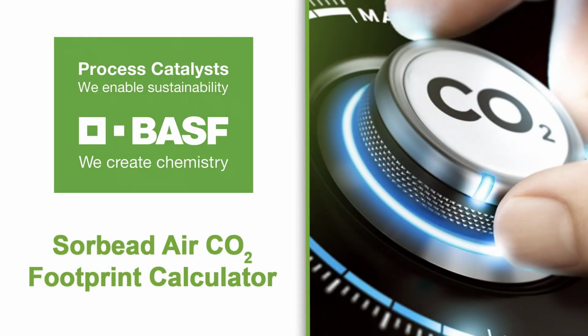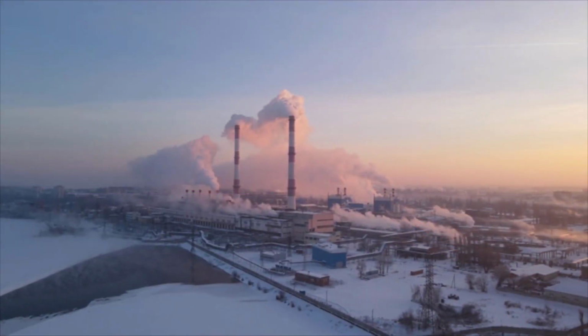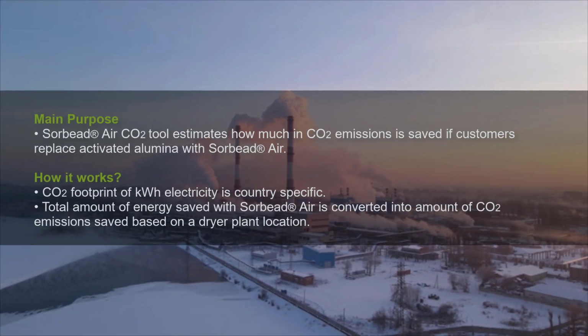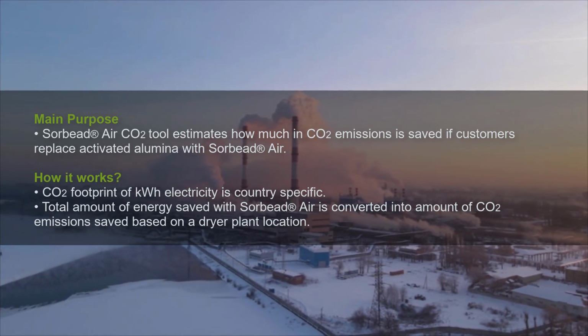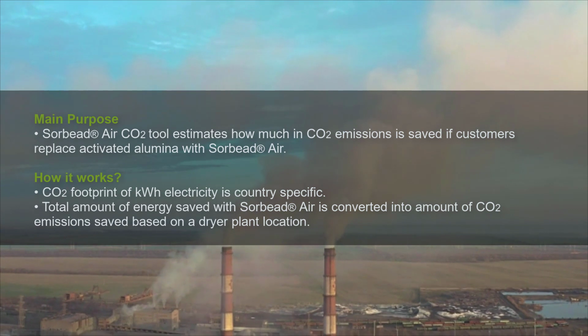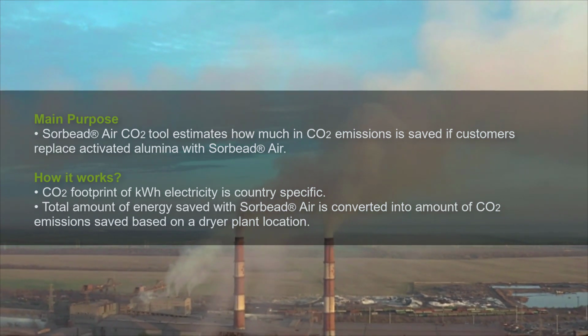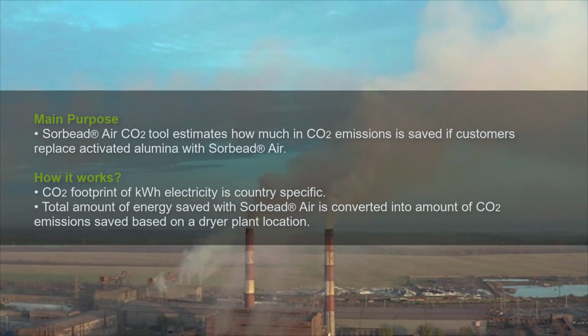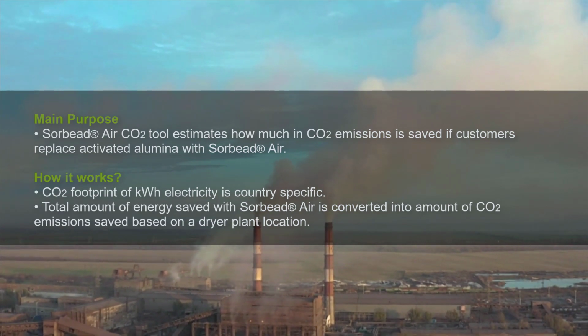Sorbead Air CO2 tool has been introduced to show compressed air OEMs and users how the CO2 footprint of a specific dryer would be improved if conventional activated aluminum adsorbent is replaced with Sorbead Air from BASF. The tool is based on a simple principle that the CO2 footprint of every kilowatt hour of electricity varies depending on where this electricity is generated, or in other words, what energy generation mix a certain country has.